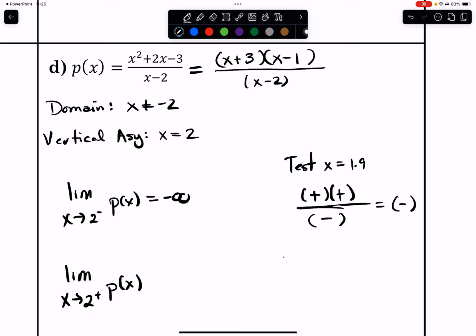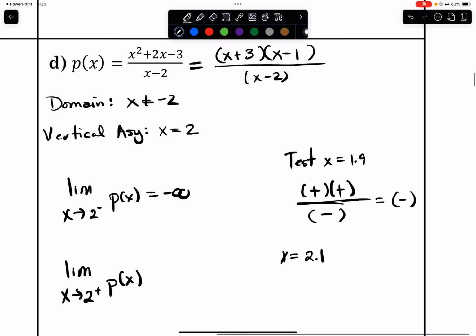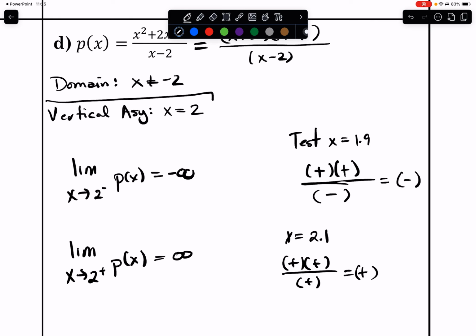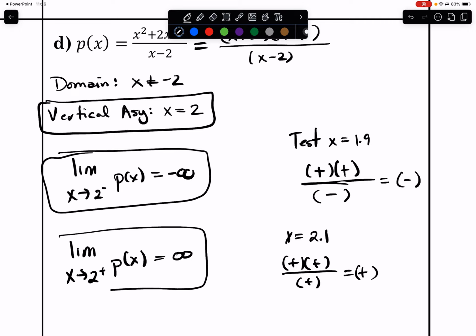So we say that this is going to approach negative infinity. And now let's test a different value. Let's have x equal to slightly bigger than 2, so 2.1. That'll be positive, positive, and positive in the bottom, so all of this is positive. So positive infinity. And there is your vertical asymptote right there. And here's the left end behavior, and here is your right end behavior.